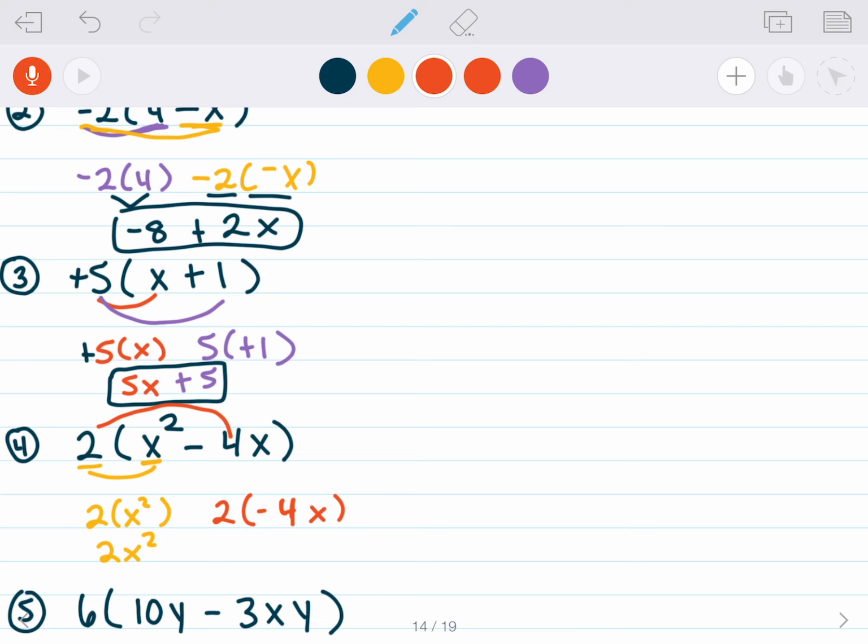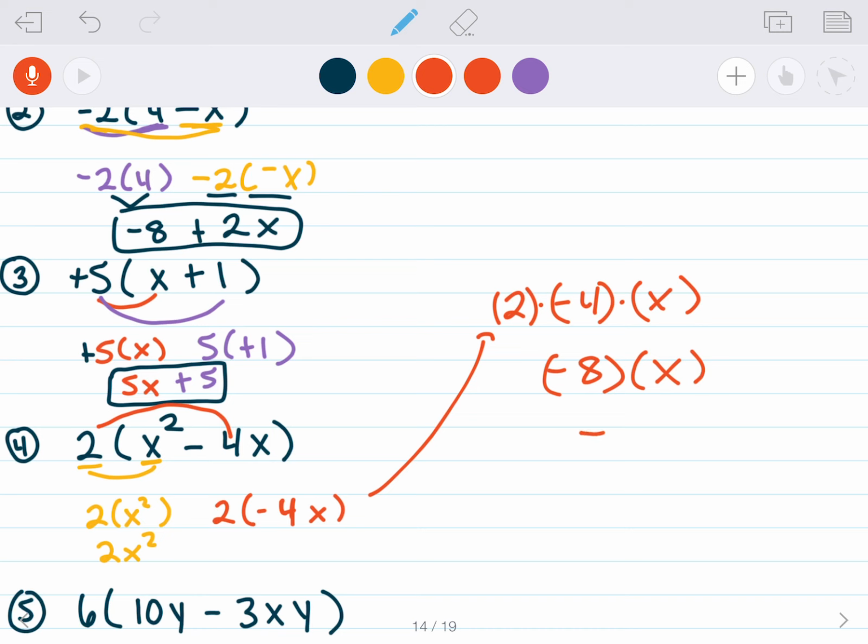Now the 2 times negative 4x, notice that I'm not using the distributive property here because there's no plus or minus sign right there. I'm literally just doing this. Just want to make this really clear. 2 times negative 4x is literally 2 times negative 4 times x. That's what that means. There's no distributive property here. We're just multiplying 3 numbers together. So 2 times negative 4 is negative 8. Negative 8 times x is just negative 8x. So 2 times negative 4x is a negative 8x. And this is my final simplified answer.